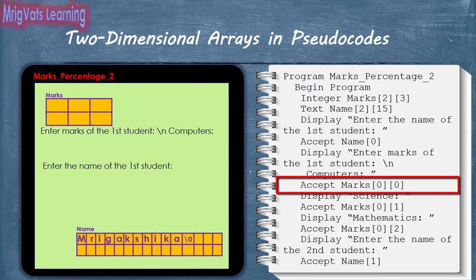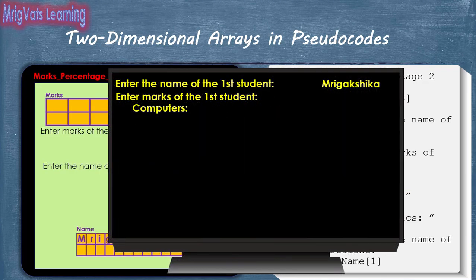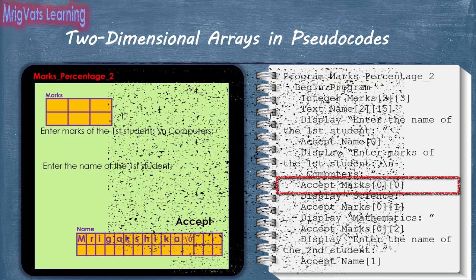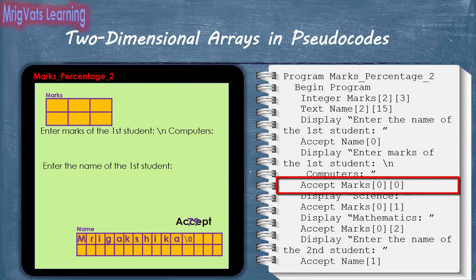When the accept statement is run, the program waits for the user to enter a value. As soon as the user enters a value such as 79, the accept statement takes it as an input and stores the value in the first element of the first row of the marks array.